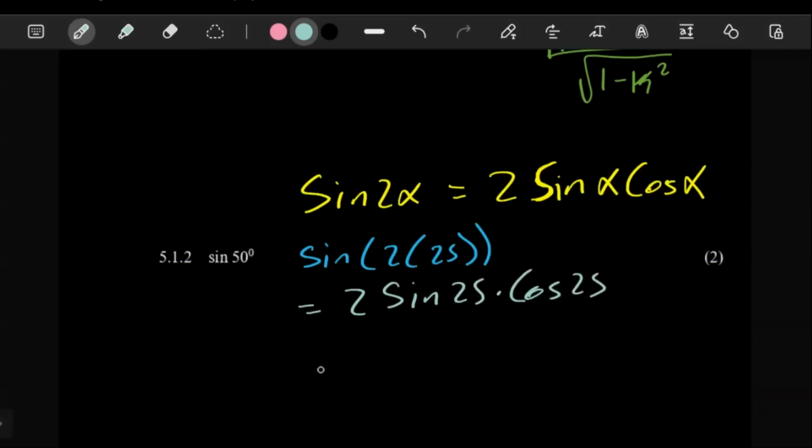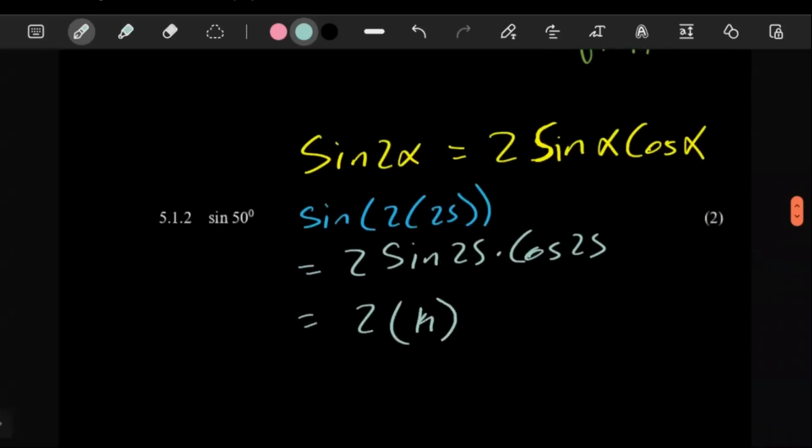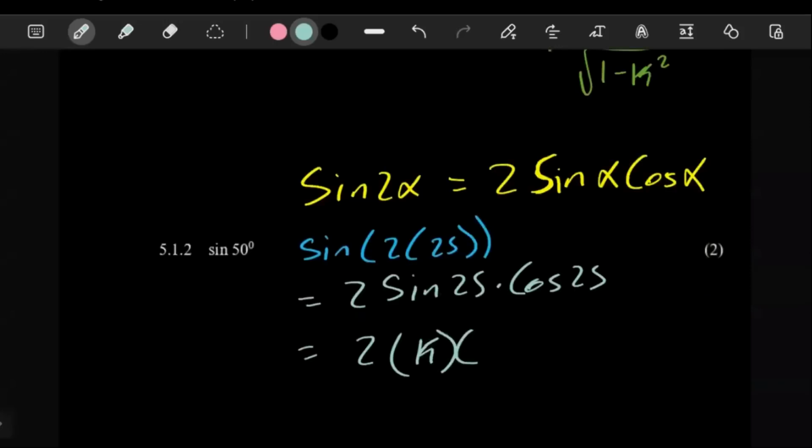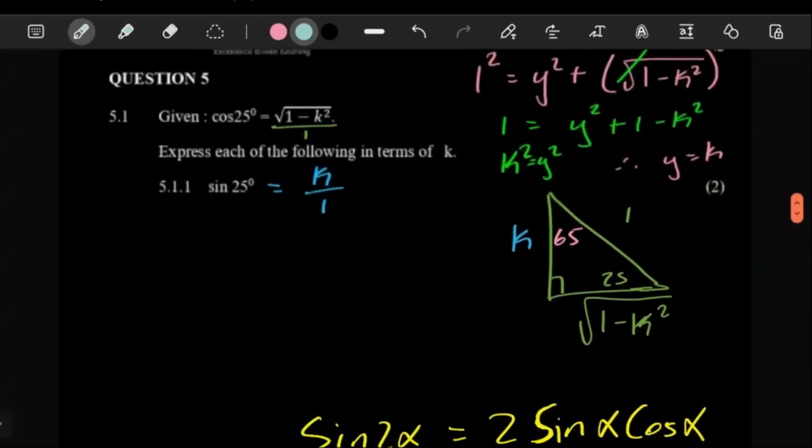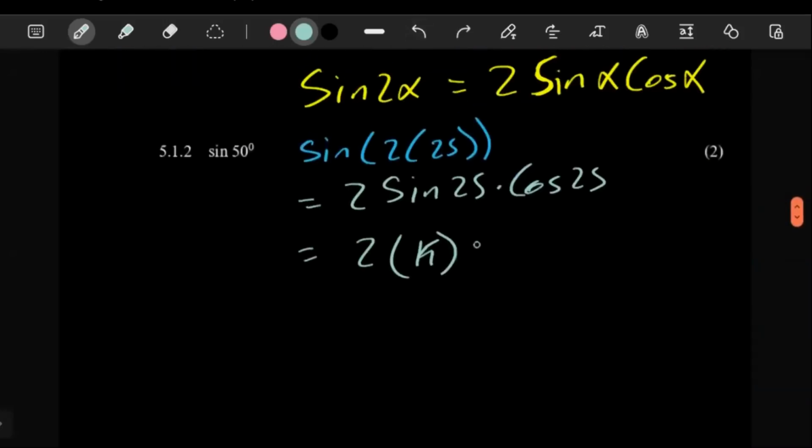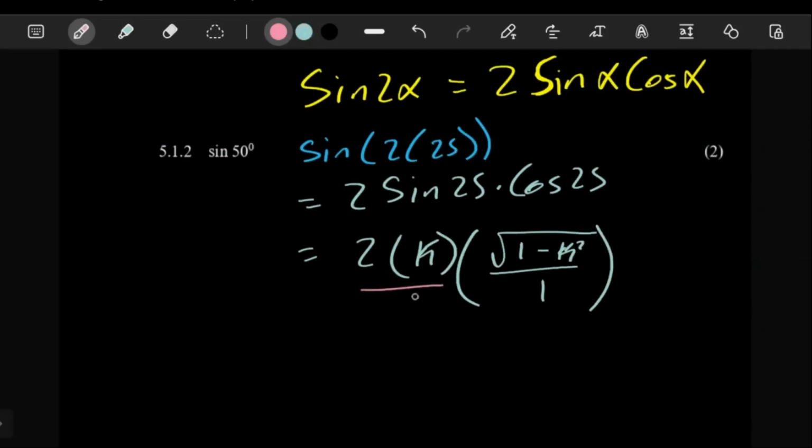And then, oh yeah, we have each of these. Sine 25 is like k, it's just k. And then cos 25 is just that whole thing there. It's like square root of 1 minus k squared over 1, like that. This you can put it over 1 also.